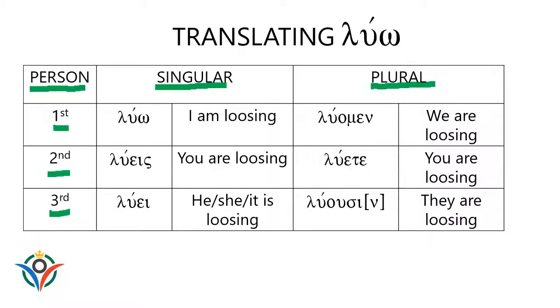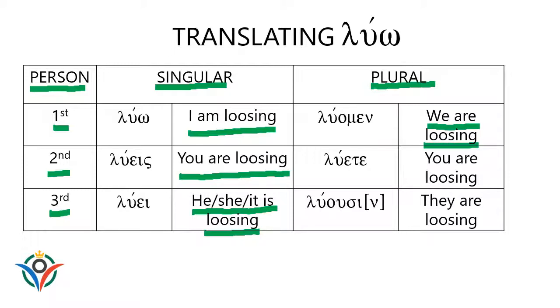The first person singular, luo, is translated as I am loosing. Second person singular, luase, translated as you are loosing. Third person singular, lua, he, she, it is loosing. First person plural, luamen, we translate it as we are loosing. Second person plural, lueta, you are loosing. And then third person plural, luusin, translated as they are loosing.